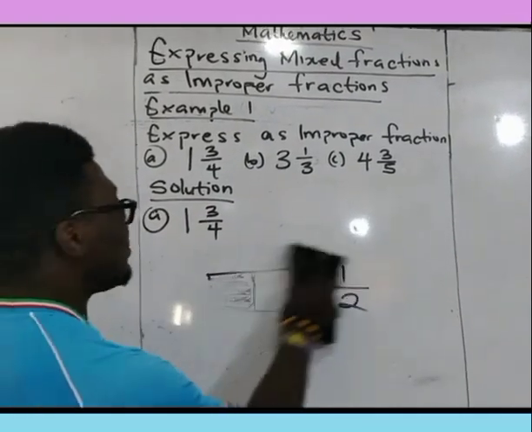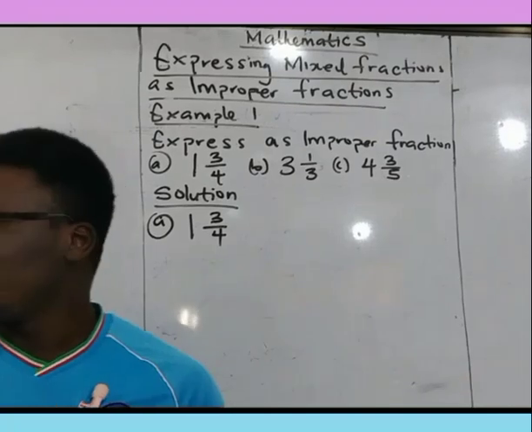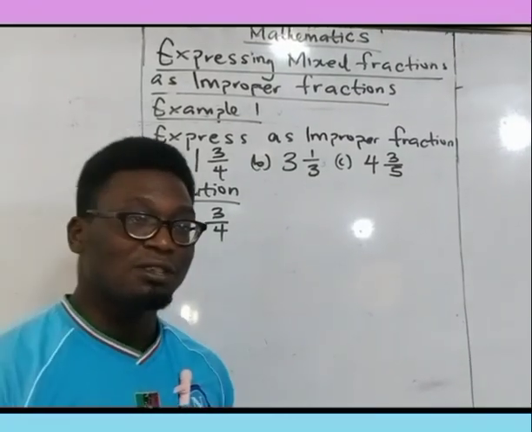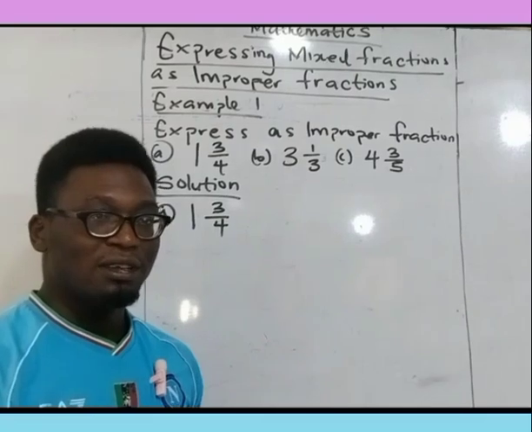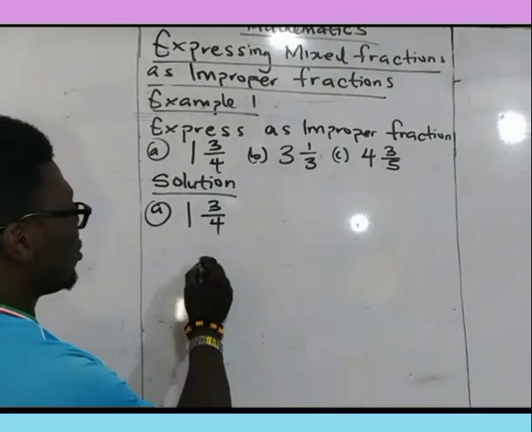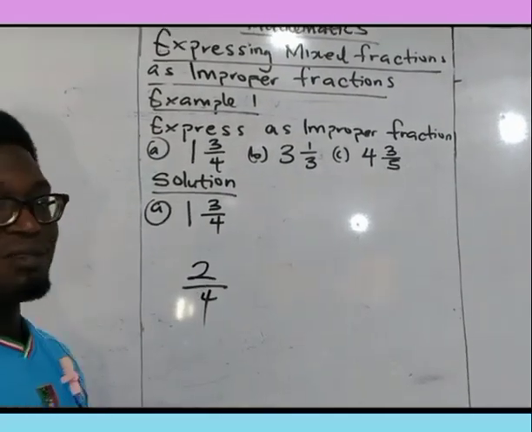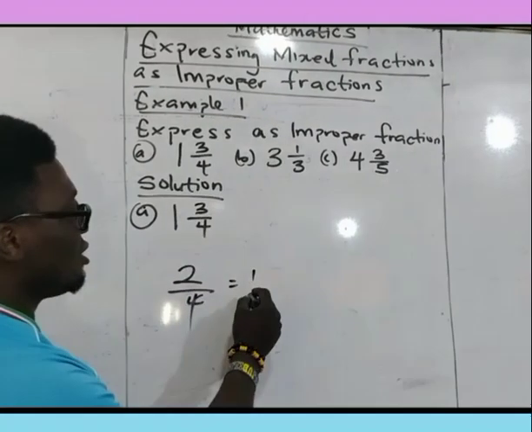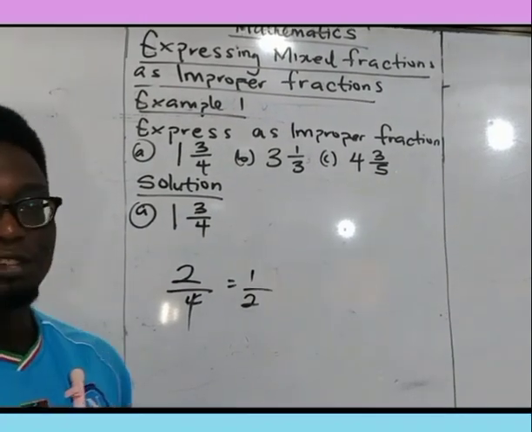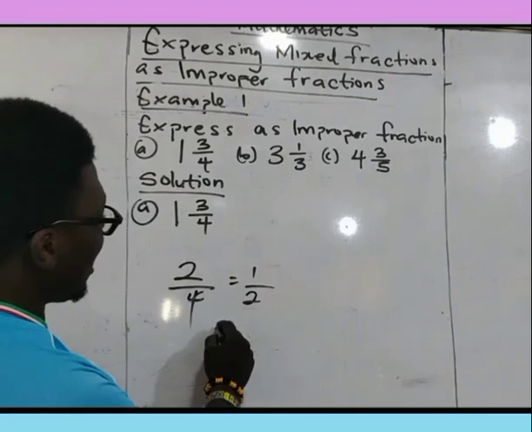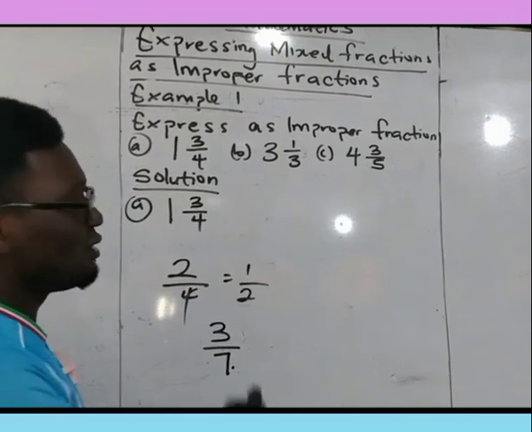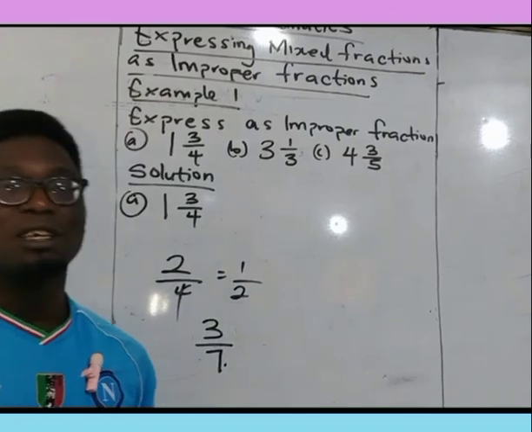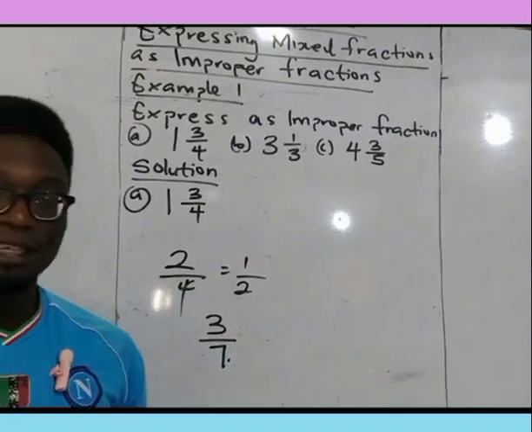Let me take this down. Okay, can you tell me another proper fraction? Yes? 2 over 4. 2 over 4 is the same thing as 1 over 2, because 2 can go into here 1 and 2 can go into here 2. We call this equivalent fractions. Okay, let me have another one. I have 3 over 7. These are proper fractions where the numerator is less than the denominator.